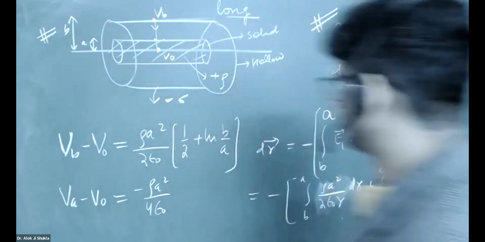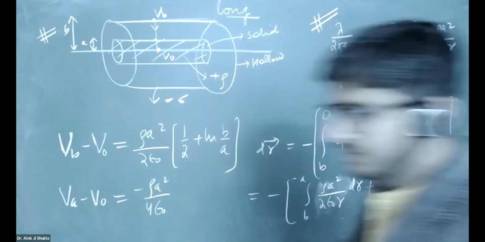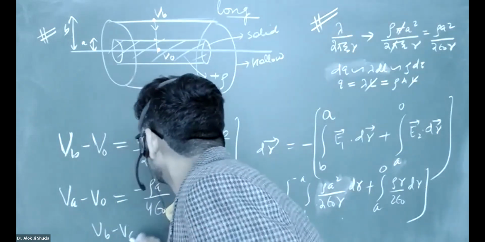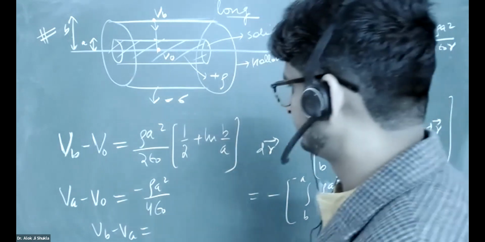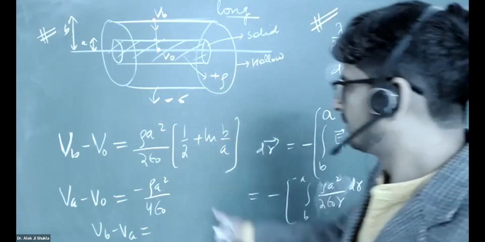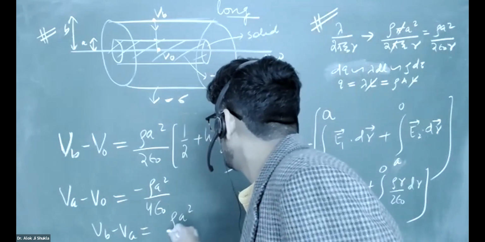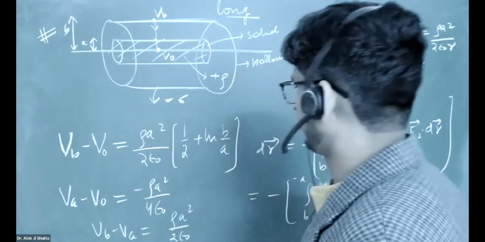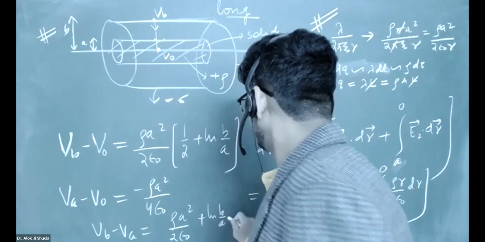सही से किया है? Which one you have used? The electric field profile. E1 or E2? E2. And if I want VB minus VA, then subtract this. What you will get? This is 4, na? If you subtract, what you will get? Rho square by 2 epsilon naught. Yes, sir. And plus ln B by A.